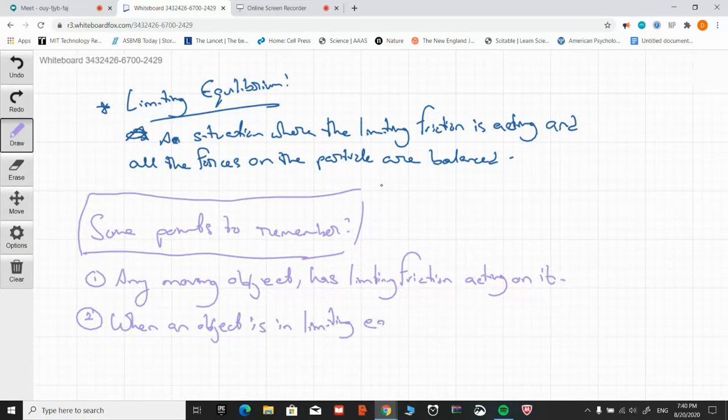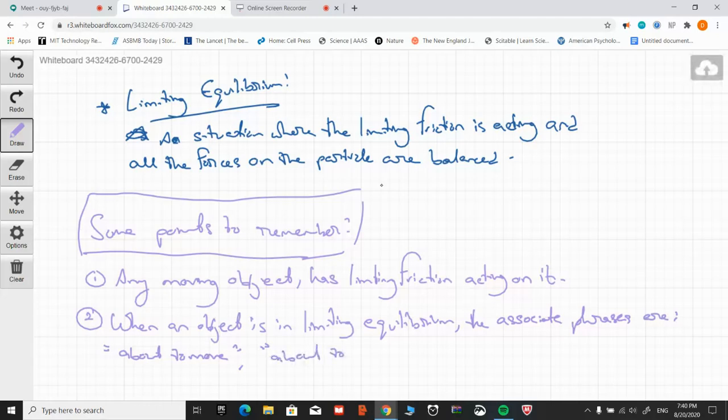সো এখানে একটা জিনিস বলো, when an object is in limiting equilibrium, the associated phrases are: about to move, about to slip or slide, যেভাবেই বলো না কেন, on the point of moving, etc. এগুলা মানে কি?